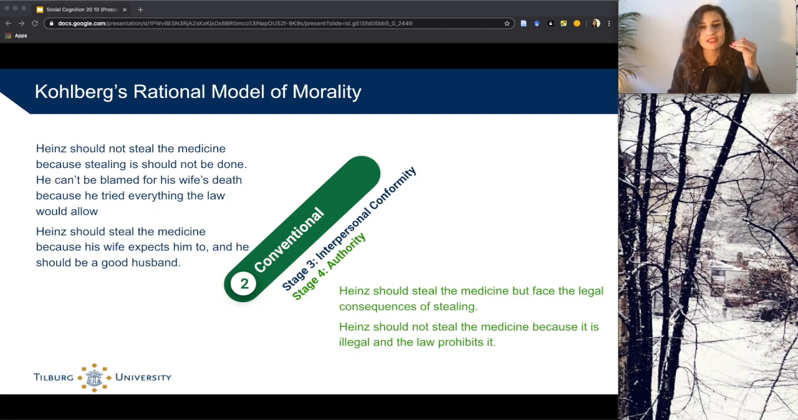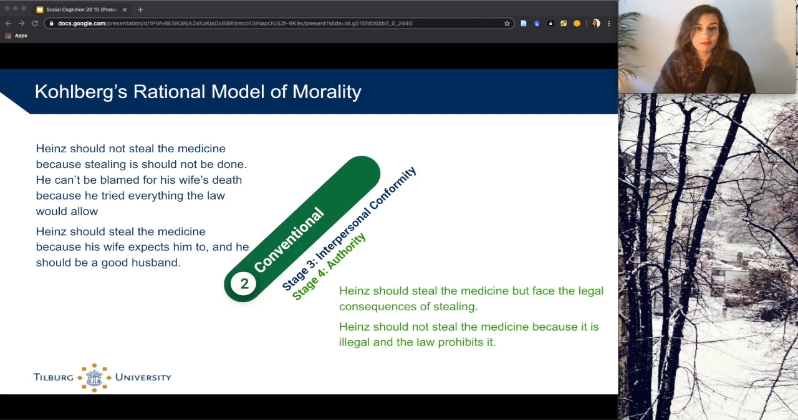So if we looked at an argument from that perspective, it would be, for instance, Heinz should steal the medicine but face the legal consequences of stealing. Or the other way around, Heinz should not steal the medicine because it is illegal and the law prohibits it. So here in this stage, morality is basically predominantly dictated by the force of law and authority.